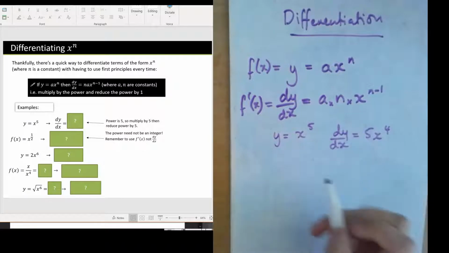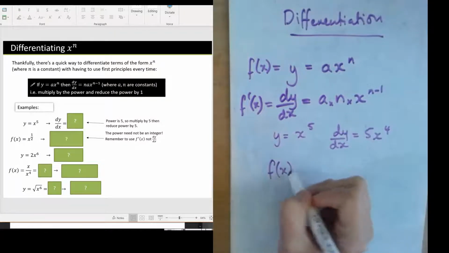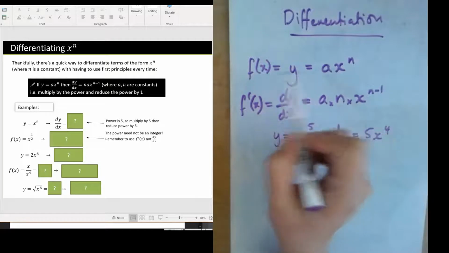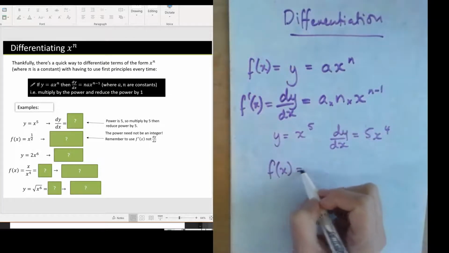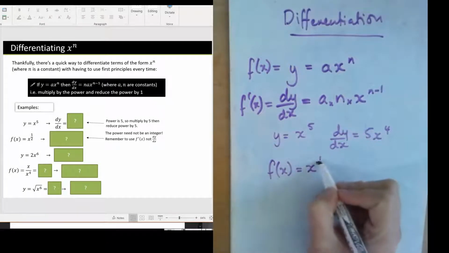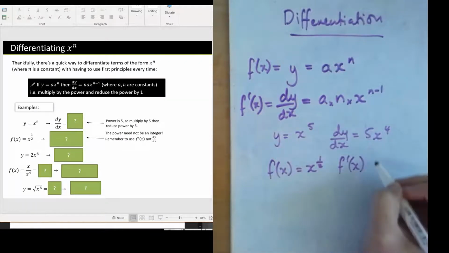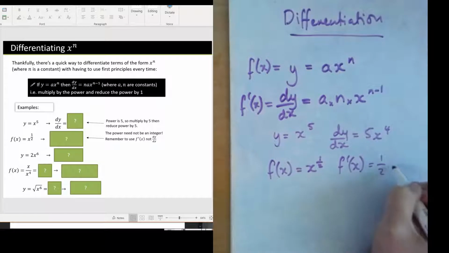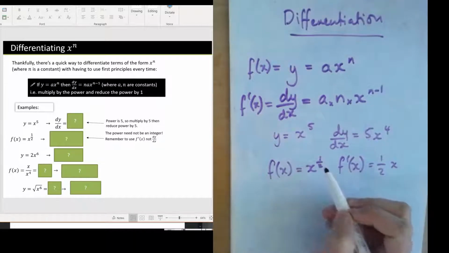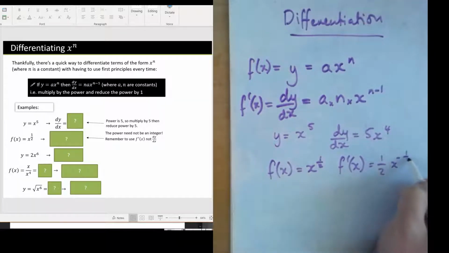So, next one. f of x. And now they're using f of x. It's still exactly the same thing they're talking about, so don't let them confuse you. x to the power of a half. So my first differential would be: bring the power down, so a half would come down, and then I have a half, take away 1, which is a negative half.